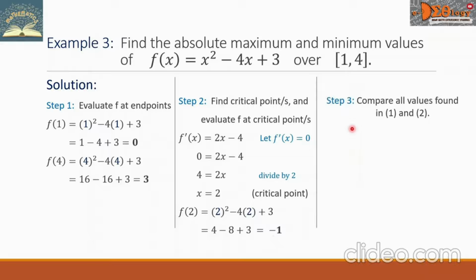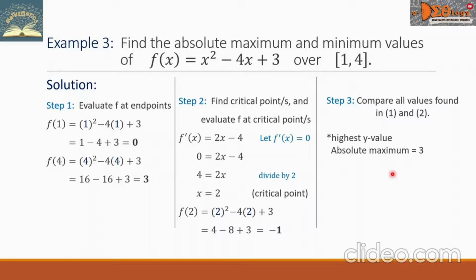Step 3. Let's compare all values found in steps 1 and 2. In the exam, we can do like this. When we say values here, we are referring to the numbers 0, 3, and negative 1. So, let us find the highest y value. We compare the three numbers. Obviously, the number 3 is the highest. So, we write absolute maximum equals 3.